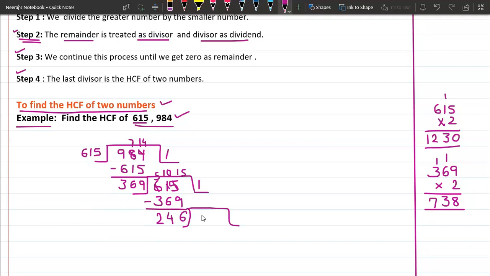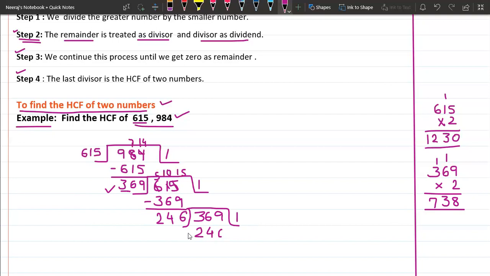And now what you have to copy as a dividend? The previous divisor. This was your previous divisor, not this one. Now this is the previous divisor. So 369 we will copy inside. Now we have to divide these two numbers. So let's check, if you go with 2, you know that 2 2s are 4, so it will come out bigger. So if you divide by 1 again, 246.